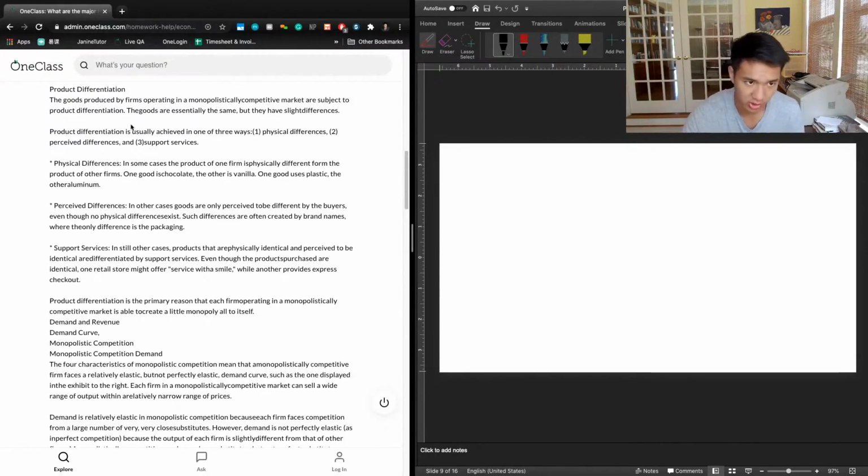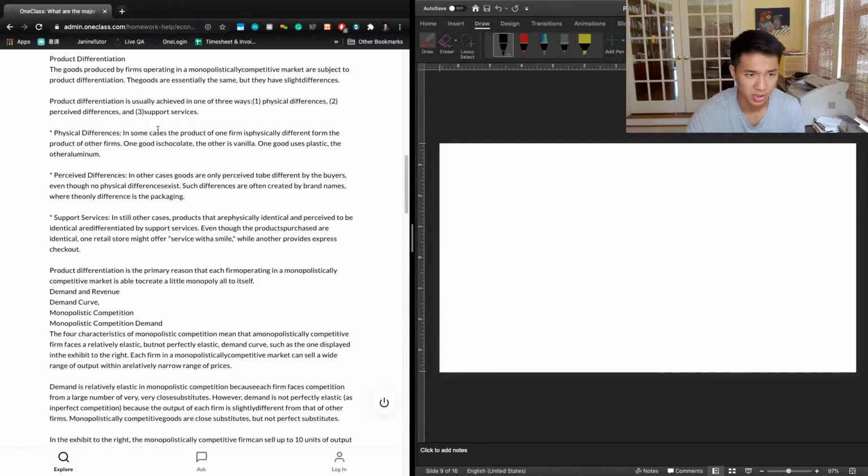Product differentiation. The goods produced by firms operating in a monopolistically competitive market are subject to product differentiation. The goods are essentially the same, but they have slight differences. Product differentiation is usually achieved in one of 3 ways. Number 1, physical differences. Number 2, perceived differences. And number 3, support services.